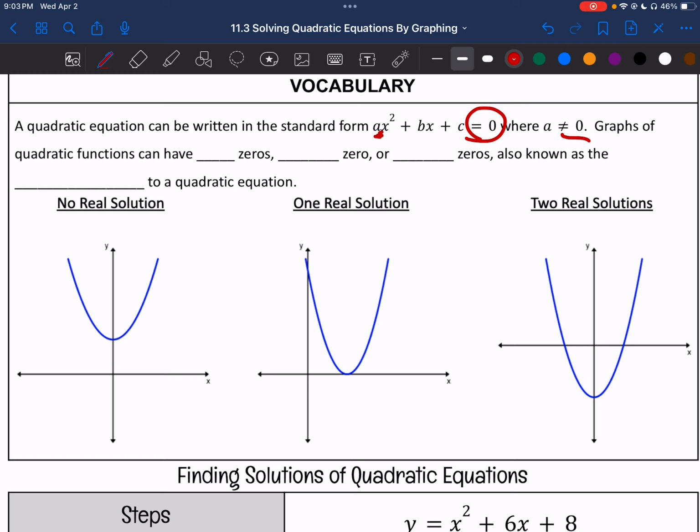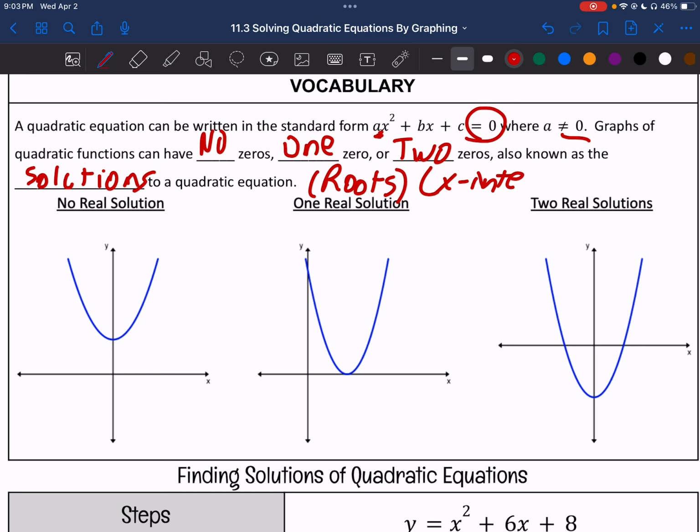Graphs of quadratic functions can have no zeros, 1 zero, or 2 zeros. These zeros are also known as solutions to a quadratic equation. They're also known as roots and x-intercepts. Roots, zeros, solutions, and x-intercepts are all used interchangeably. They mean the same thing in this context.